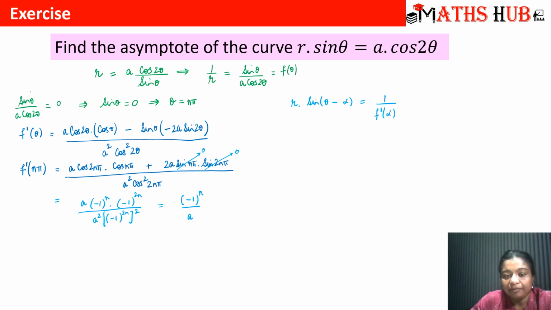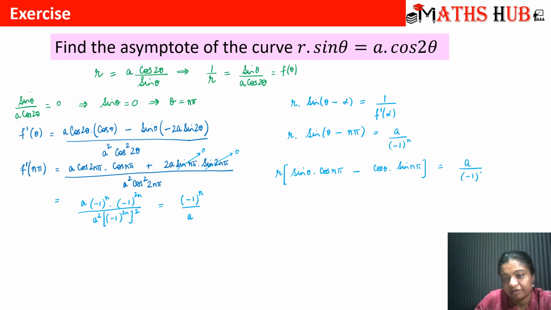So now let us substitute the values. So we have r into sine theta minus alpha is n pi. And 1 by f dash n pi would be a upon minus 1 raised to power n. Right? So let's open up the brackets. Let's apply sine a minus b. So we will get sine a cos b minus cos a sine b. Right? So this is equal to a upon minus 1 raised to power n.